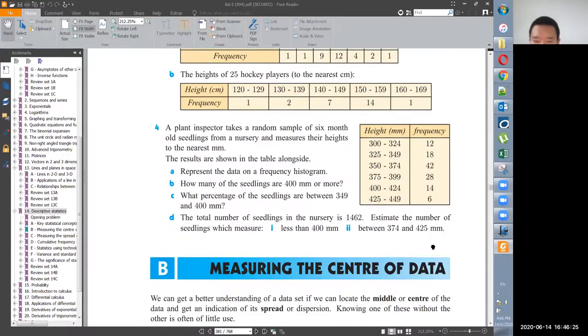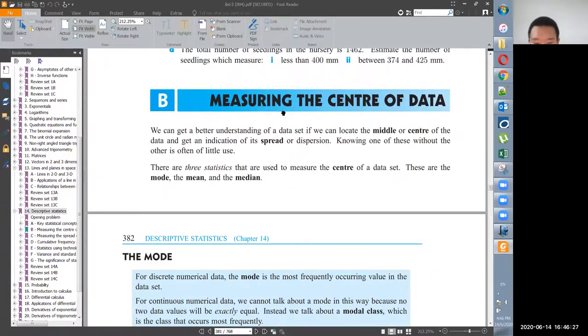Okay, measuring the center of data. So you can get a better understanding of data if we can locate the middle or the center, right? So there are three statistics used to measure the center. They are mode, mean, and median. Mode is the one that appears the most. What's the meaning of mean? Do you still remember? Just the average. Yes. Median is the number in the middle. Very good.